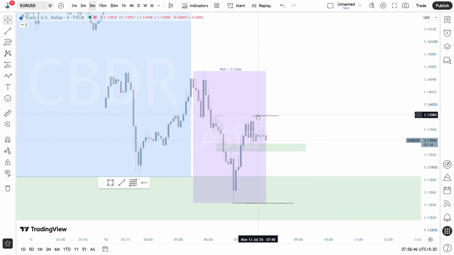Otherwise, I'll be waiting for the price to breach this high and then I'll be taking a trade if some kind of a PD array forms here. So this is pretty much it.